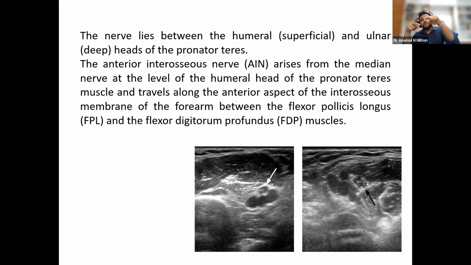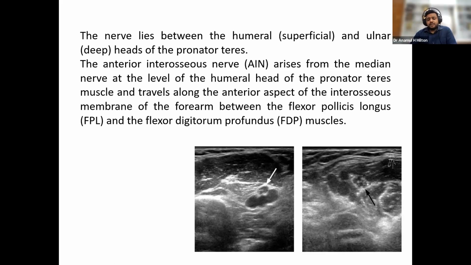So here actually there is one muscle, this is called the pronator teres muscle, and there are two muscle fibers of pronator teres. One is the superficial and one is the deep. In between these, the nerve comes down. So here also it may be affected or sometimes entrapped.